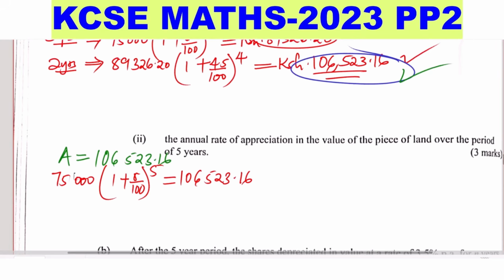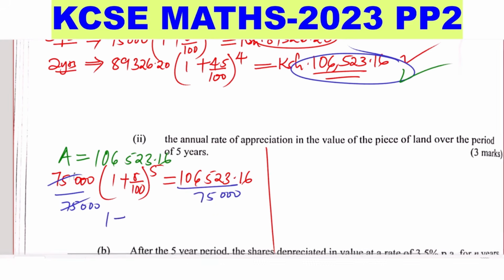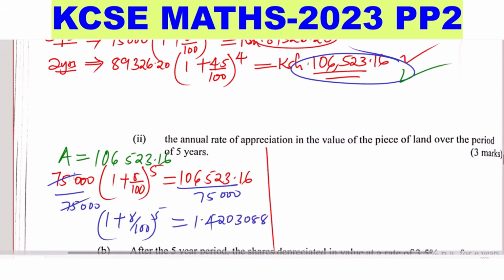So from here, you just need to make R the subject. So I'll start by dividing both sides by 75,000. And when you do that, you remain with (1 plus R over 100) raised to power 5 is equal to 106,523.16 divided by 75,000. That will give 1.4203088.